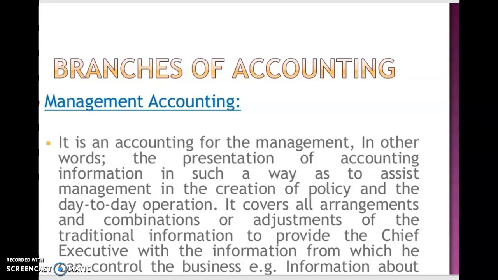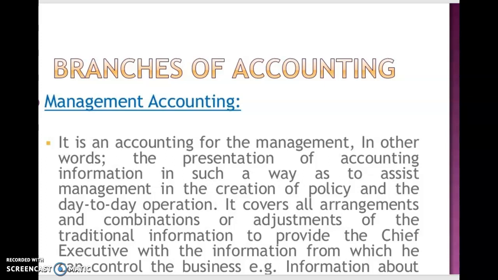affairs of the organization. These are the three important main branches, which are financial accounting, associated with the calculation of profit and loss, as well as to know the financial position; then cost accounting, calculation and measurement of cost of production of goods and services; and management accounting, which provides valuable information to the management for their decision making, planning, controlling, and other activities.